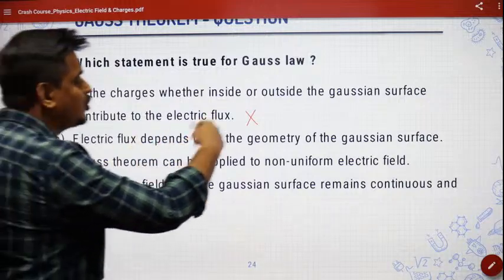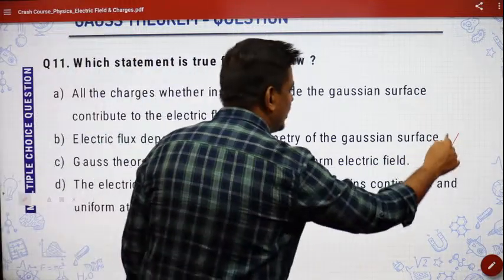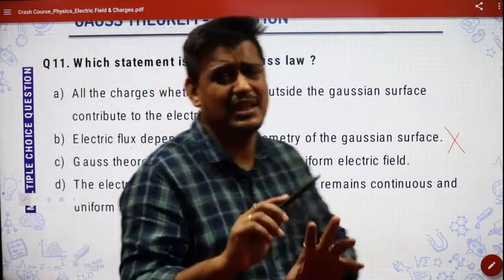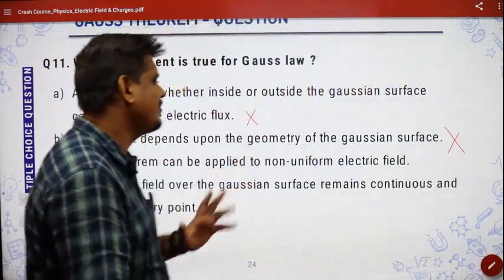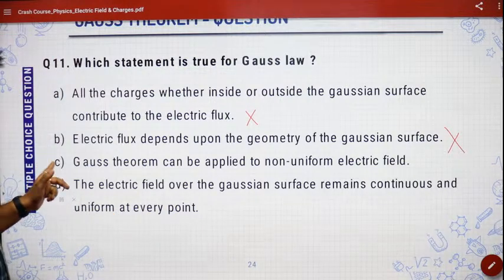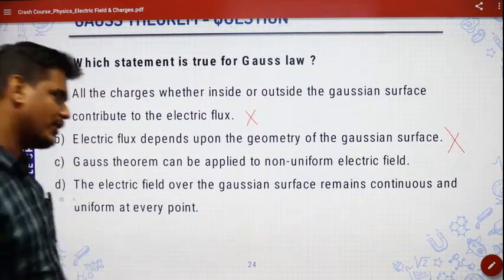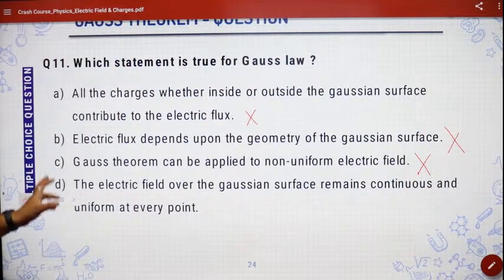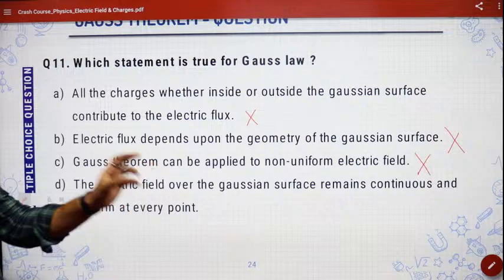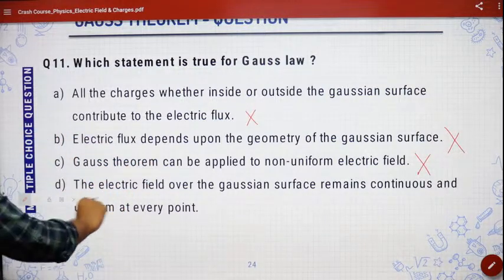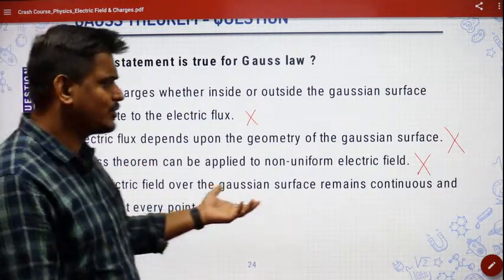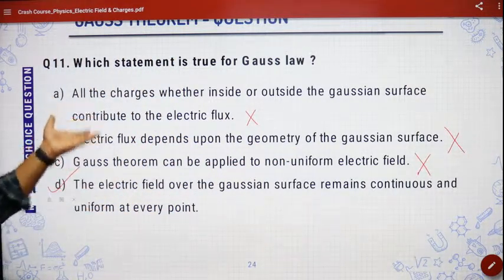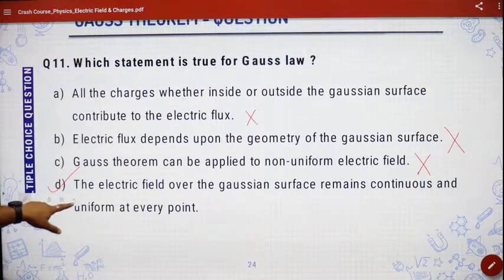Electric flux depends upon the geometry of Gaussian surface. Definitely not. Whether we're taking Gaussian surface as cylindrical surface, spherical surface or cuboidal surface, everything will give you same flux. Gauss theorem can be applied to non-uniform electric field. No, it is applicable only to uniform electric field. So what is remaining? Remaining is electric field over the Gaussian surface remains continuous and uniform at every point. Very correct. So a simple question, just based upon the knowledge of electric flux and Gauss theorem. If you know Gauss theorem well, this question can be easily taken. Go to the next question.